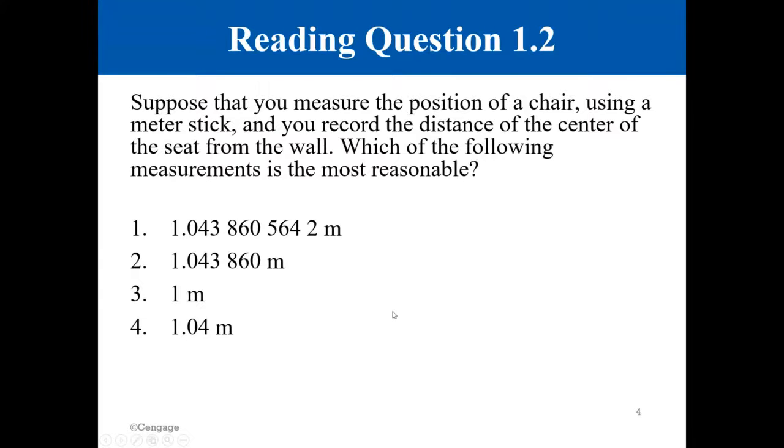Then another example for measurement. Suppose that you measure the position of a chair using a meter stick and you record the distance of the center of the seat from the wall. Which of the following measurements is the most reasonable?